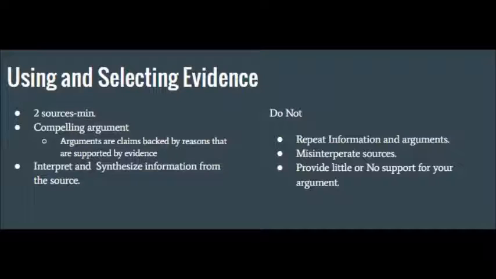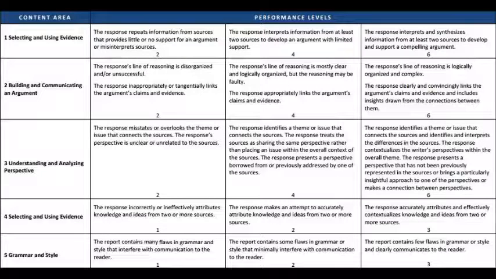Do not repeat information or arguments, misinterpret sources, or provide little or no support for your argument. Doing these things would result in points being deducted, and this is a very important section since it is 6 points. So if you only get 2 out of the 6 points, it would hurt your grade. In many instances, 4s are given for the selecting and using evidence section, and this is because they might have a combination of evidence but from a fairly narrow range of sources, or they might have a limited range in terms of discipline, perspective, and source types that focuses much more heavily on one area of the argument.